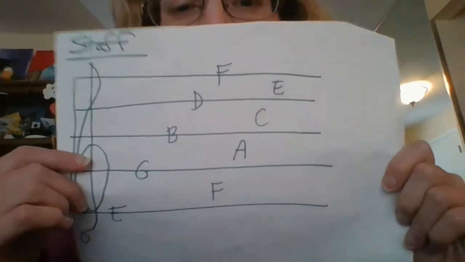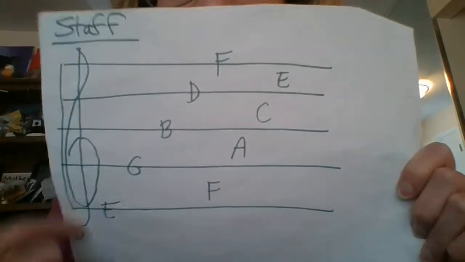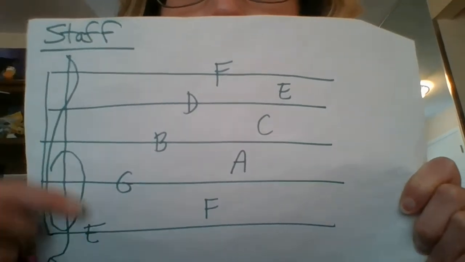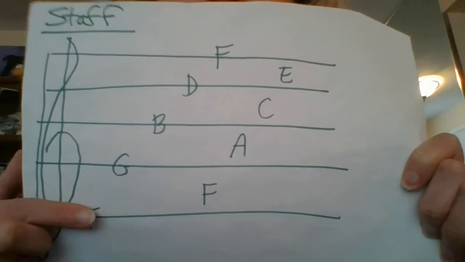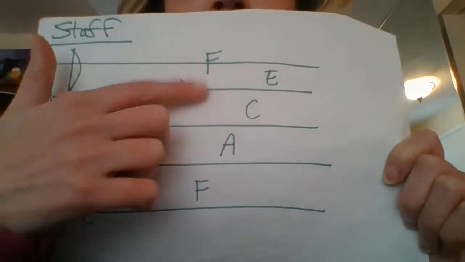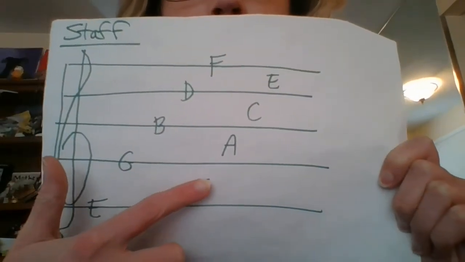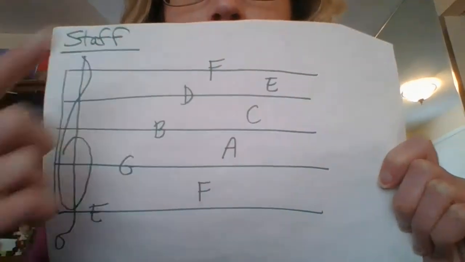So here we have the staff. And so this whole thing is called the staff. This is the treble clef. Let's add these words to our musical vocabulary, okay? And these are the five lines. Let's count them. One, two, three, four, five lines. And these are the four spaces, one, two, three, four.